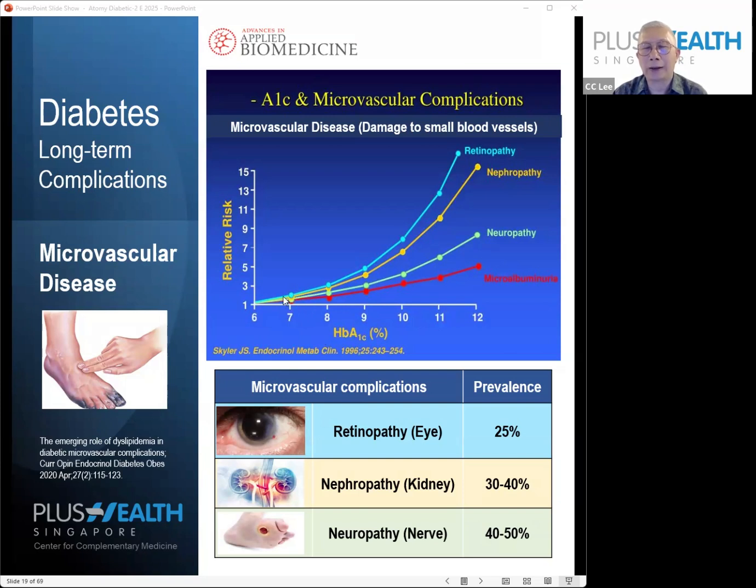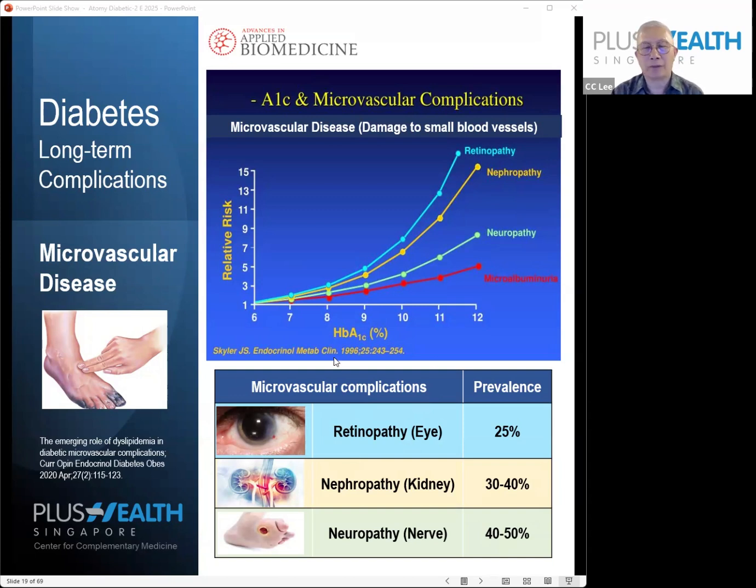Retinopathy, which is the eye disease, the risk goes up very much higher, followed by the kidney disease, chronic kidney disease, then followed by the disease of the nerve. So therefore, you can see from here that these three are the common microvascular complications.